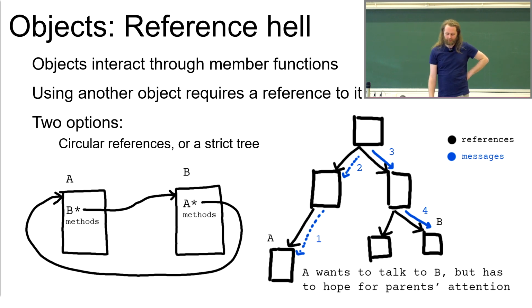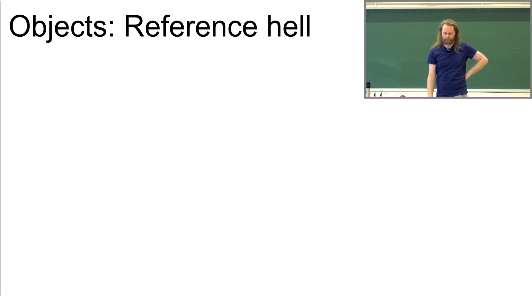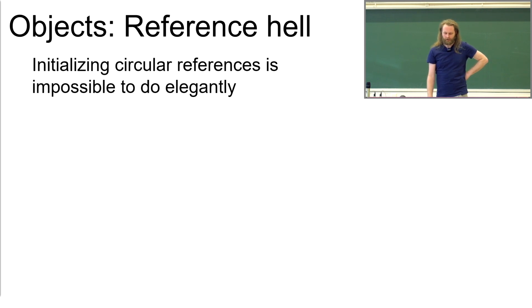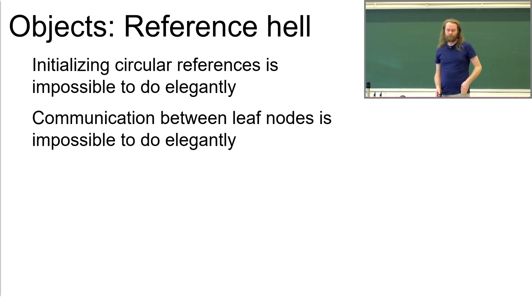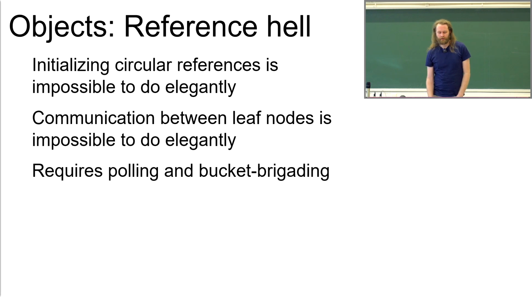So you can't really structure object-oriented programming in any sensible way. It's just not physically possible. So it's impossible to initialize circular references in an elegant way. And communication between leaf nodes is impossible to do in an elegant way. So the only way to do this is with polling and bucket brigading of some kind. So you don't pass a message directly, you pass it through all of these indirections.